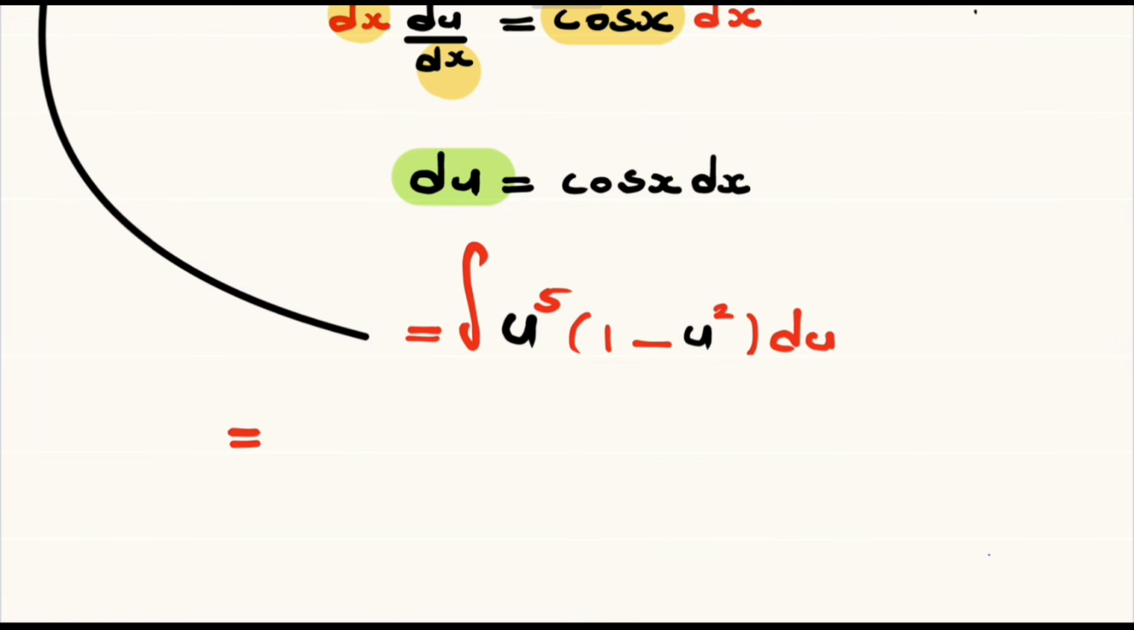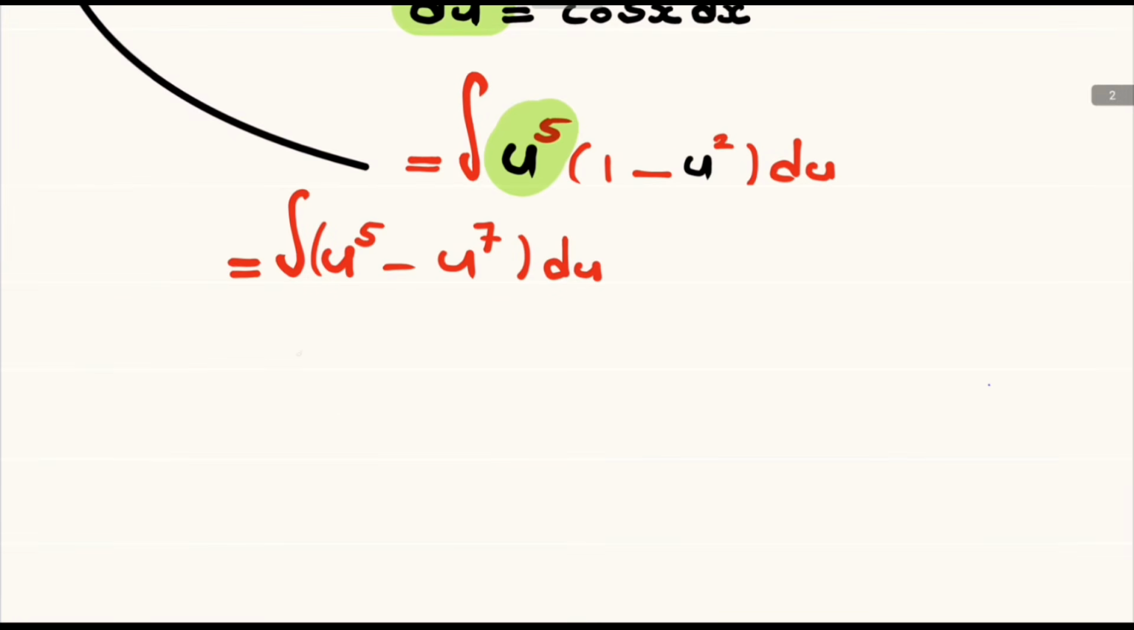This will be equal to, so u to the power 5 multiplied by 1 will be u to the power 5. So we distribute that u to the power 5. U to the power 5 multiplied by u to the power 2: 5 plus 2 is 7. So we have the integral of u to the power 5 minus u to the power 7 du.